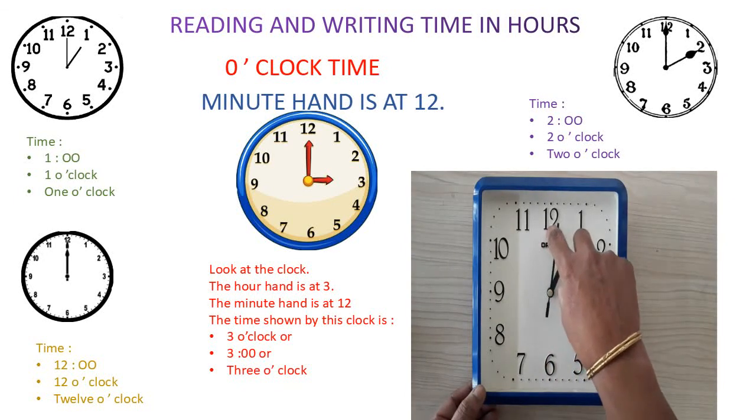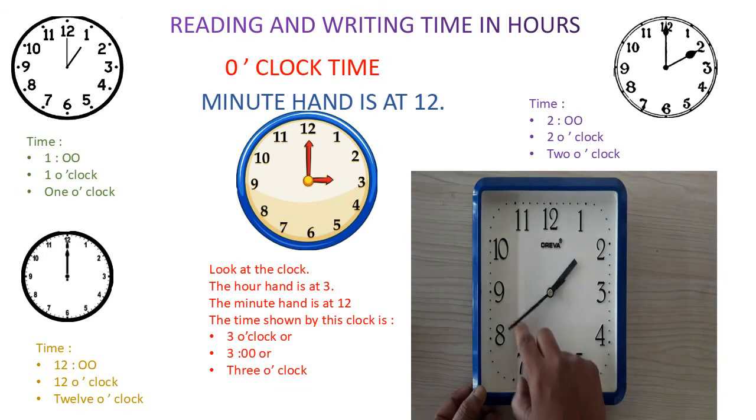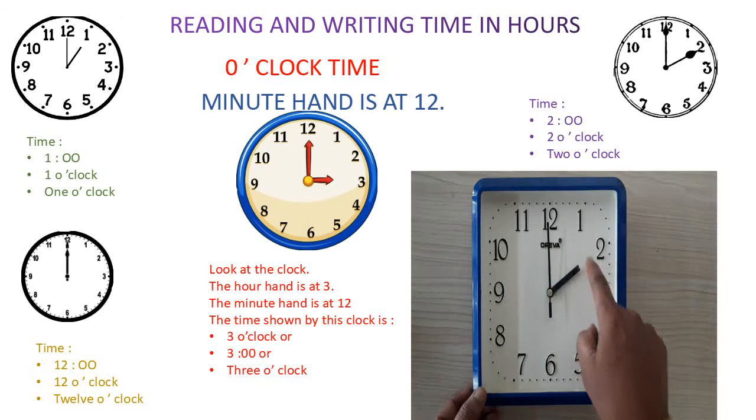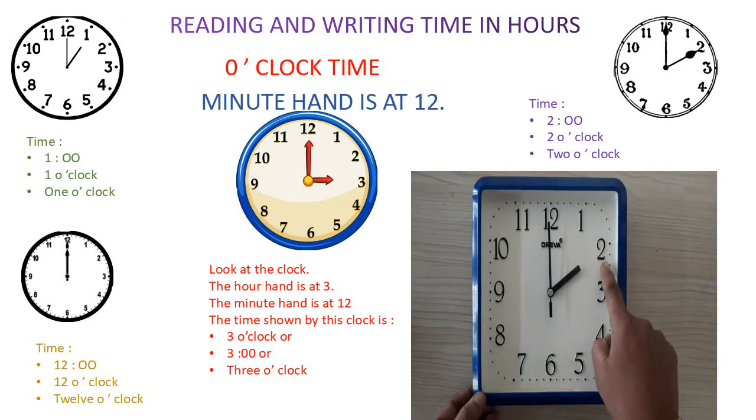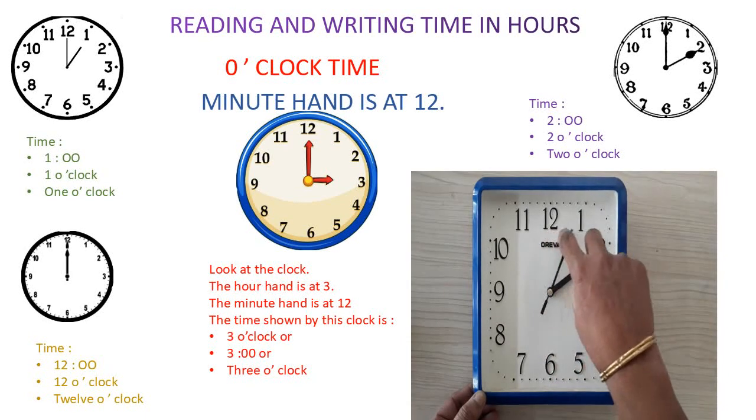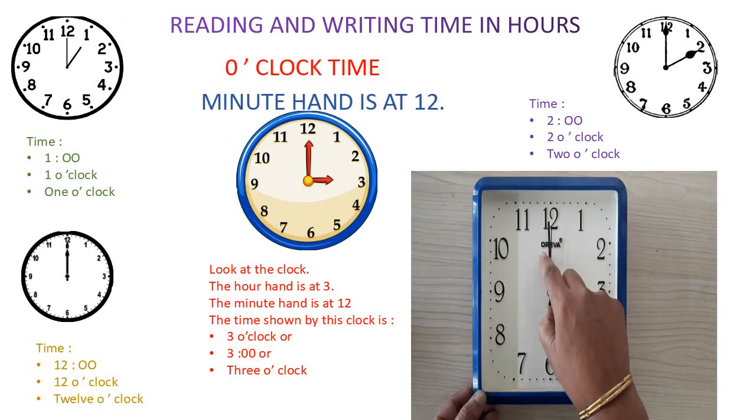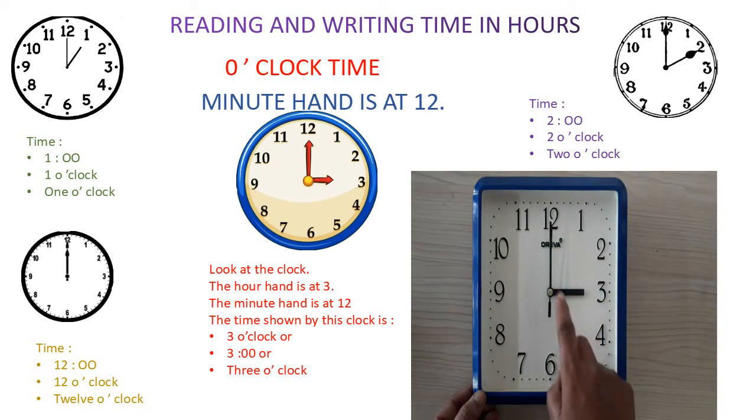Let's see, we will move this minute hand and take 1 complete revolution, whereas the hour hand moves from 1 to 2. The time is 2 o'clock. You can write it as 2 colon 00. Now once again let's move and come back to 12. You can see that the minute hand is at 12, the hour hand is at 3. The time shown is 3 o'clock, right?